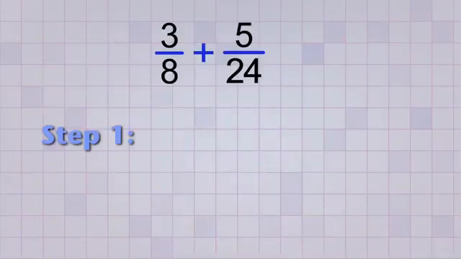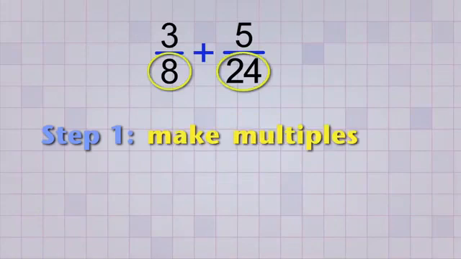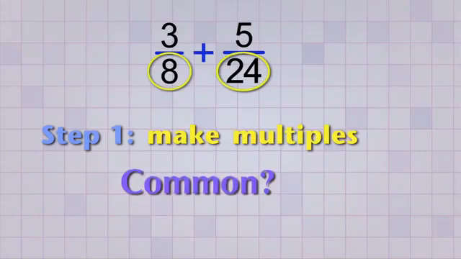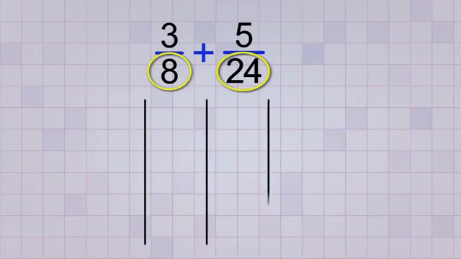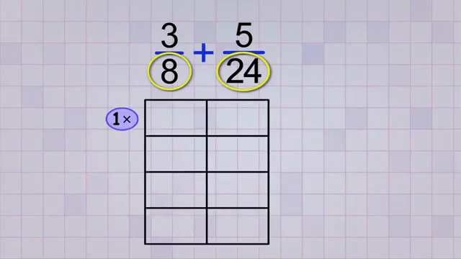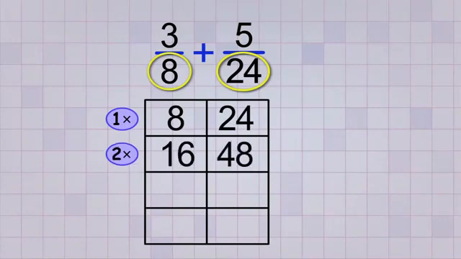Step 1 is to take our two bottom numbers and make multiples of them to see if we can find a common multiple. First, let's multiply them both by 1. Well, that's easy. We have 8 and 24. Next, we multiply them both by 2, and that gives us 16 and 48. I still don't see anything in common, so let's multiply them both by 3. 3 times 8 is 24, and 3 times 24 is 72.